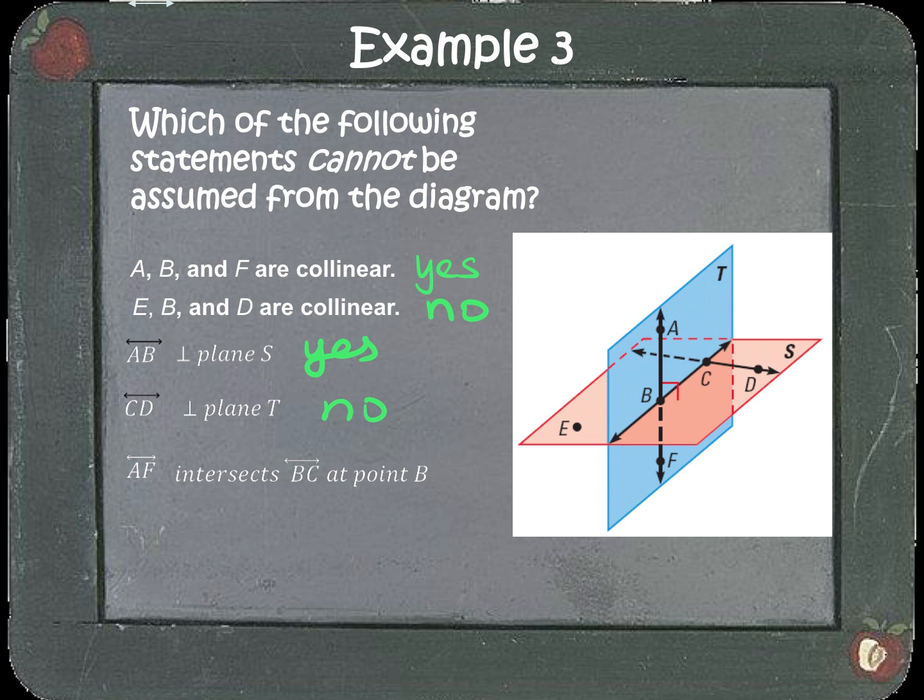And then the last one, line AF intersects line BC at point B. So here is AF, here is BC, and yes, they do. Those two lines intersect at exactly point B, so this one is yes.